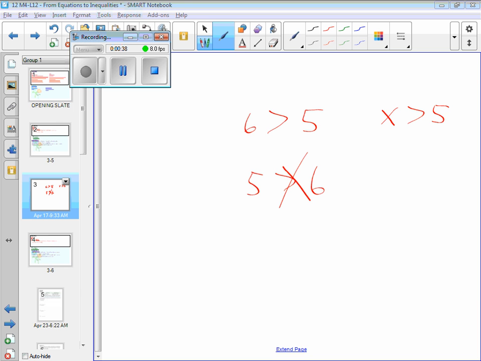Ooh, talk to me about that. What do you mean that could? We don't know what x is, do we? I have to assign a value for x in order for you to evaluate that and tell me whether it's true or not, right? What if I told you x is 6?